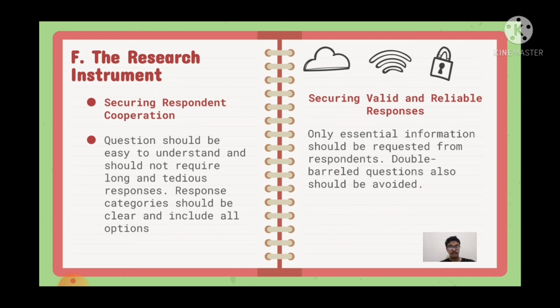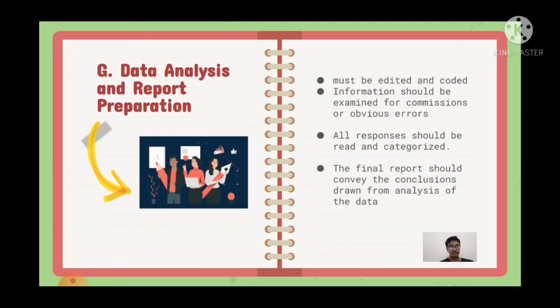Securing valid and reliable responses. Only essential information should be requested from respondents. Double-barreled questions also should be avoided. All questionnaires should be pre-tested in order to identify flaws in question wording and question ordering, and to predict the response rate to the main test.